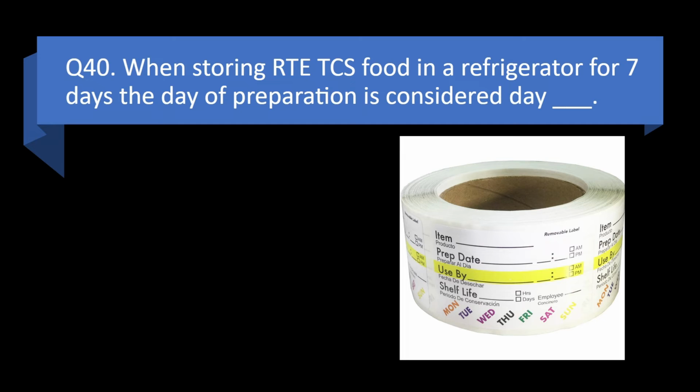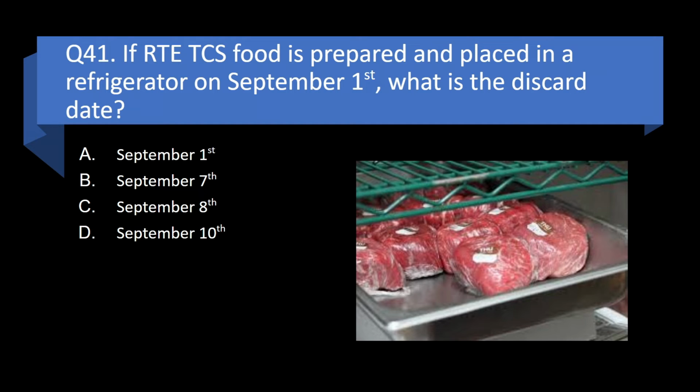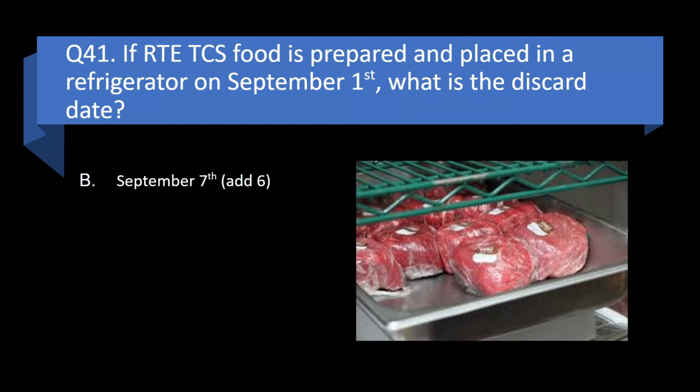day blank. 0, 1, 2, or 3. B. 1. Question 41. If RTE-TCS food is prepared and placed in a refrigerator on September 1st, what is the discard date? September 1st, September 7th, September 8th, or September 10th? B. September 7th.